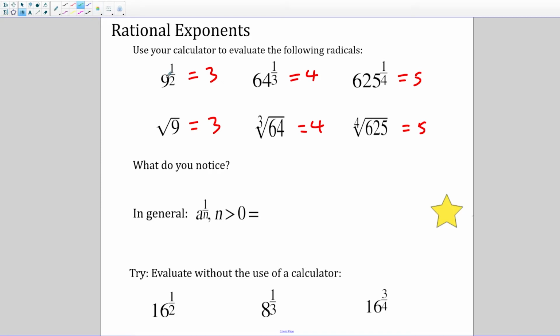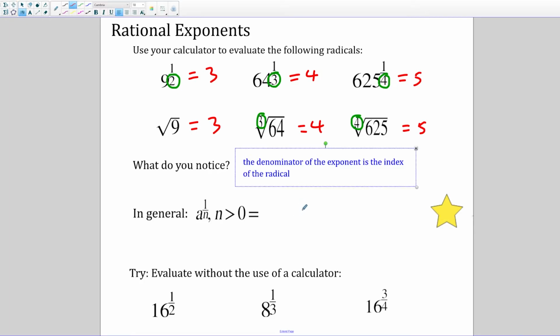If we take a closer look here, we'll notice that this 2 is really just our hidden index of our square root. So again, remember that we do not write the 2 if we are taking a square root. So I'm going to go ahead and erase that. This 3 here happens to be the same thing as our index of a cube root. And the 4 here is the same thing as our index here for this 4th root. That's correct. The denominator of the exponent is the index of the corresponding radical.